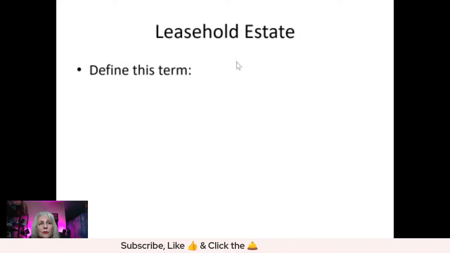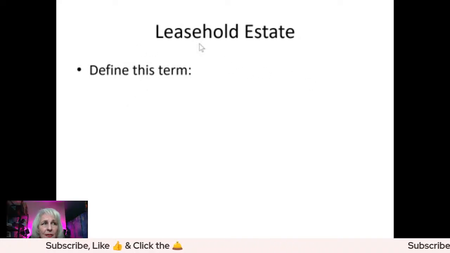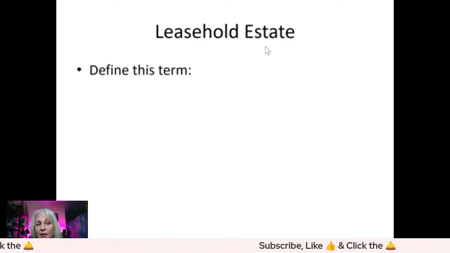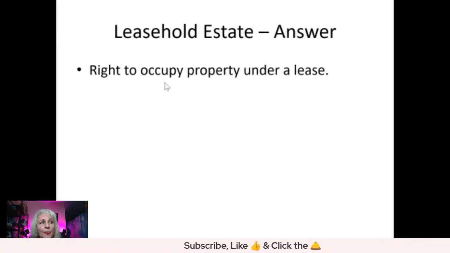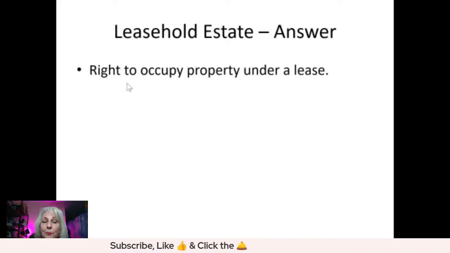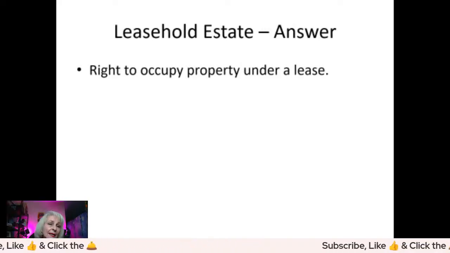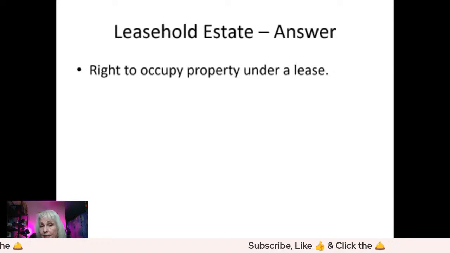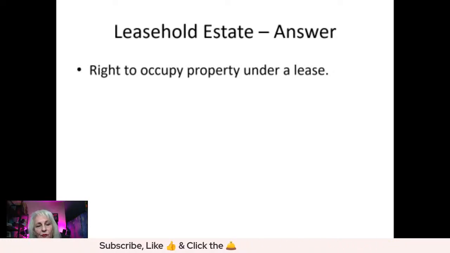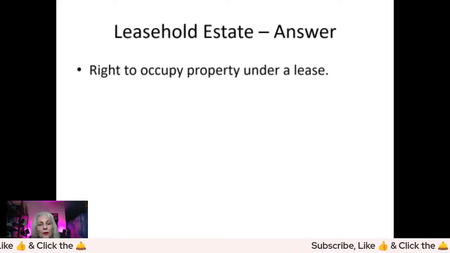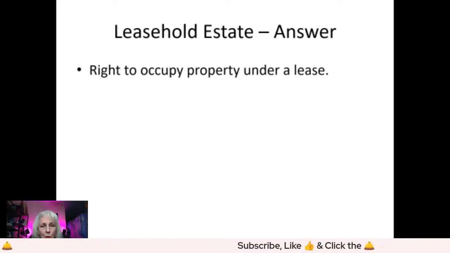Leasehold. Keep in mind, it says lease. They hold the lease interest on a property. So it is the right to occupy property under a lease. A lease has a starting date and an end date, so it's for a certain term, a certain time. It can be for a month and it's renewable for a year or multiple years.